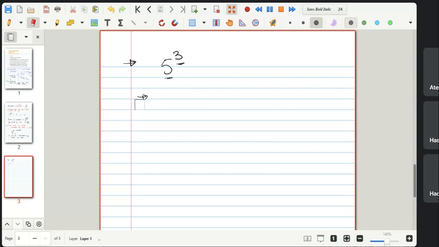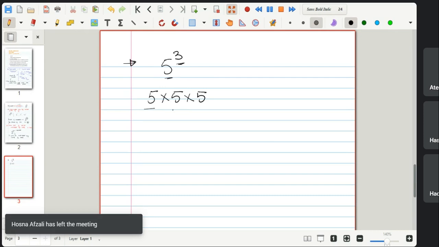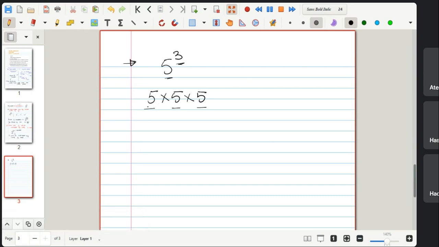We do this like this. We write 5, and we write a multiplication sign. Again 5, and we write a multiplication sign. Again 5, and there are three times. This is three times: 1, 2, and three times. We multiply 5 with itself three times.